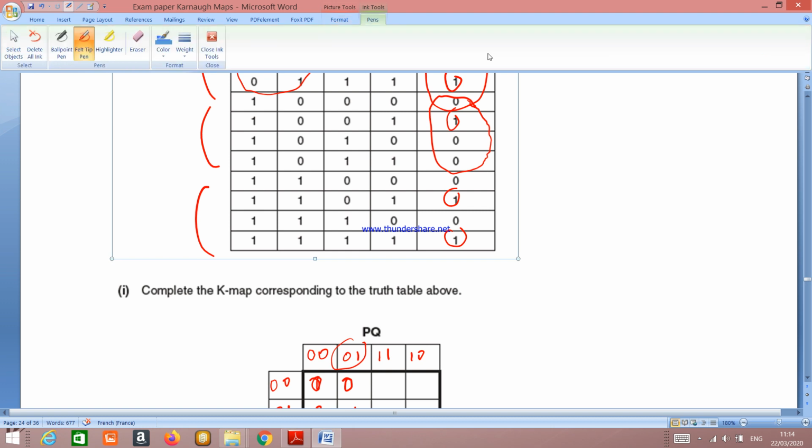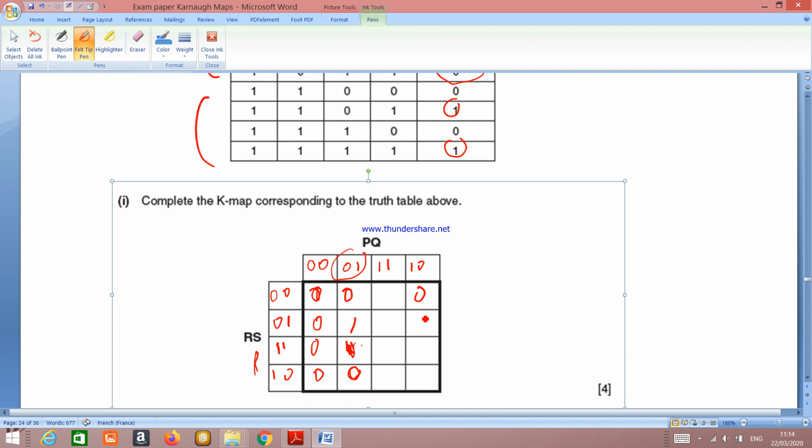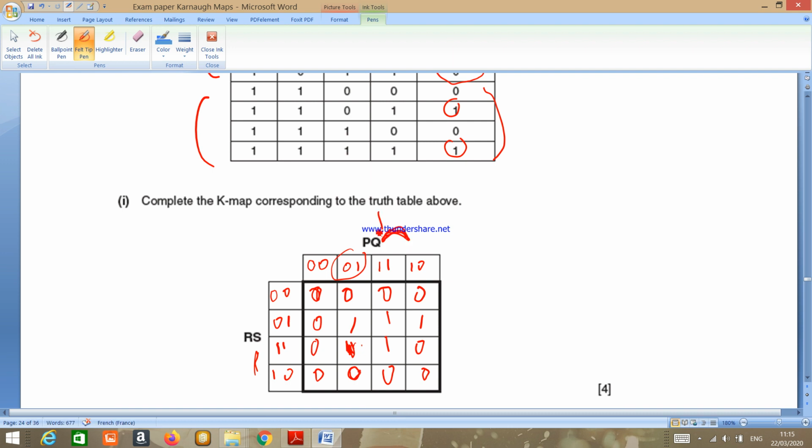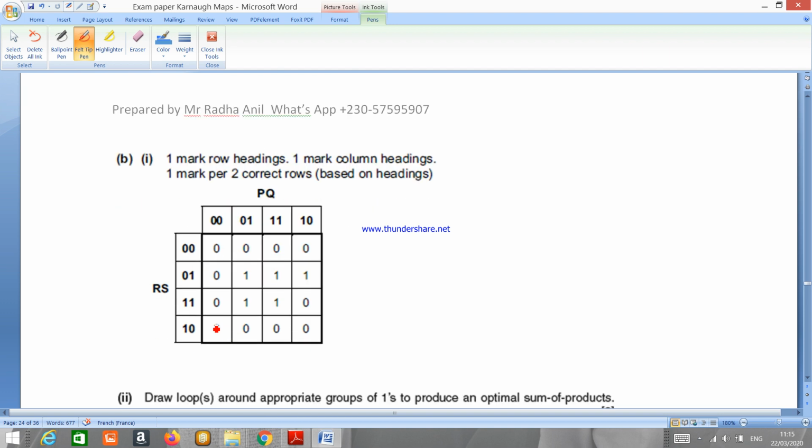0, 1 and 0, 0. Okay, this is 0, 1 and 0, 0. What is left now? These 4 terms. 0, 1 and 0, 1. So we are done. This is the order we follow. And remember, we have swapped these 2 columns, and these 2 rows we have swapped.